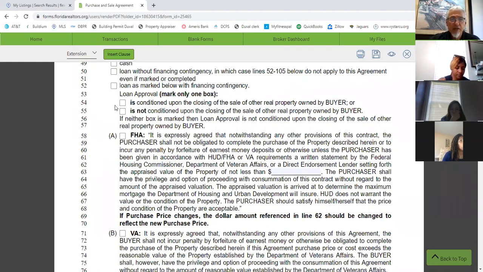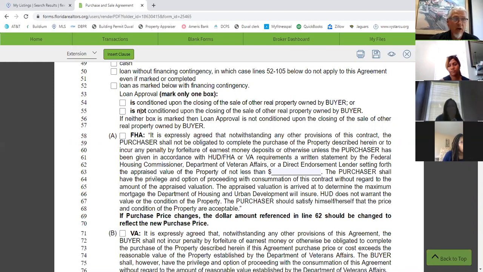Okay, and it's either conditional on the sale of other real estate or not. So you're going to check one of those boxes. And note, if neither box is marked, the loan approval is not conditioned upon the close of another piece of real estate. So if you miss and don't mark one, it's not going to be conditioned on another closing. And if your buyer has to sell his house to buy this one, he could get in trouble. You want that condition, okay?